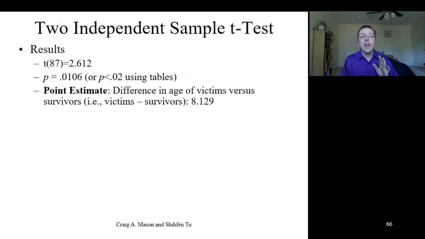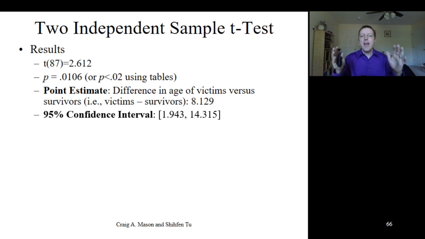Our point estimate for how large that age difference was is 8.129 years. And remember, we calculated that as the mean age of victims minus the mean age of survivors. So victims were on average 8.129 years older than survivors. Younger people and children survived. Our 95% confidence interval was 1.943 to 14.315 years. That gives us a sense of how precise, how accurate we think our point estimate is. This gives us a range of values where we believe the true population difference would be.